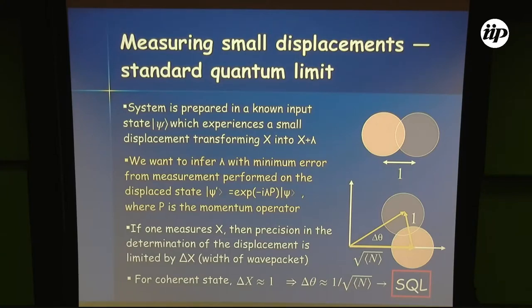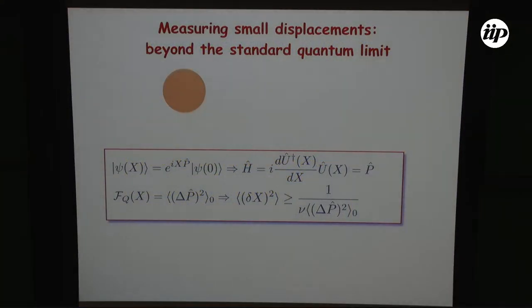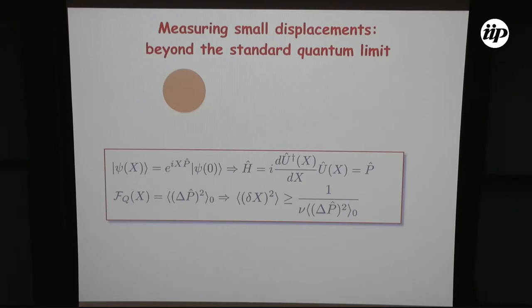Okay? So if you want to go beyond this, you should do something to the state. And that is shown here, again, with some fantastic animation, using the quantum Fisher information notion. So I have this initial state. I want to apply this momentum operator. I know that the generator of the displacement is the momentum. So the quantum Fisher information will be expressed in terms of the variance of the momentum. And this will give me some lower bound on the uncertainty for the estimation of x, which is given by this expression.